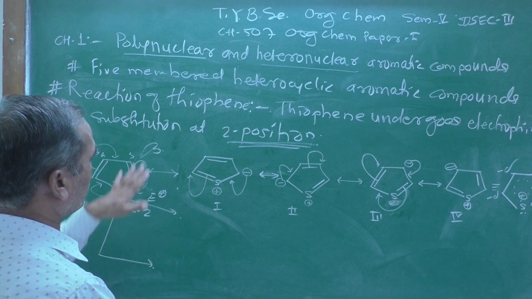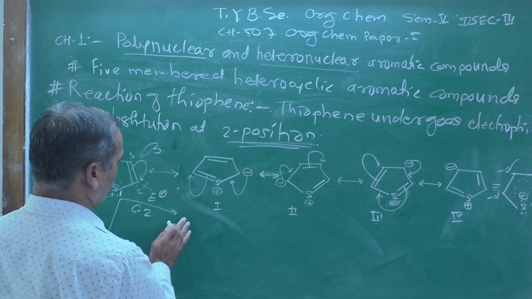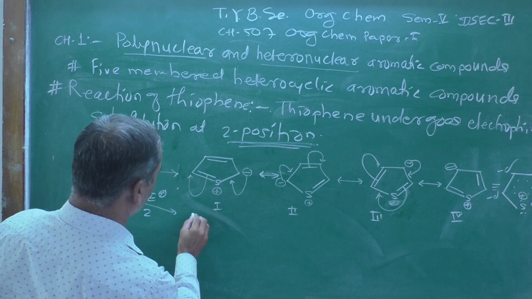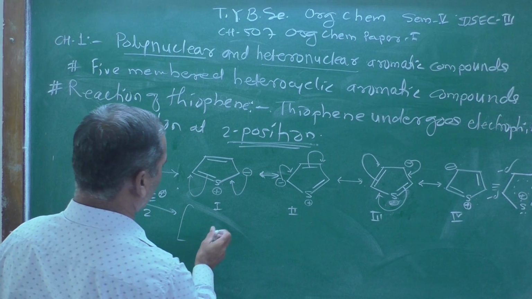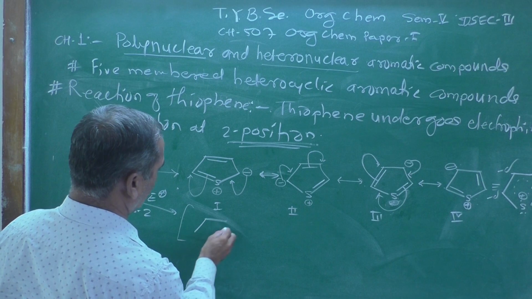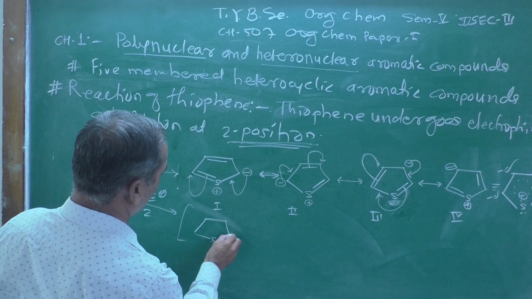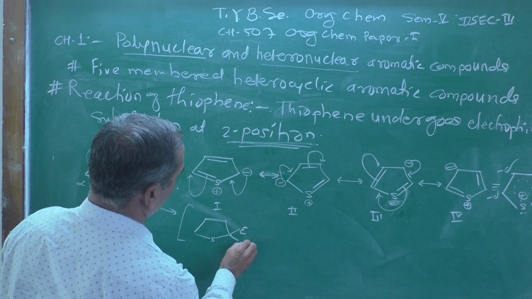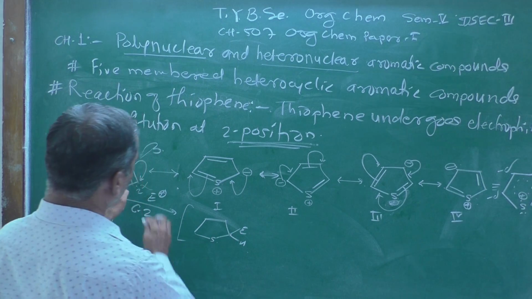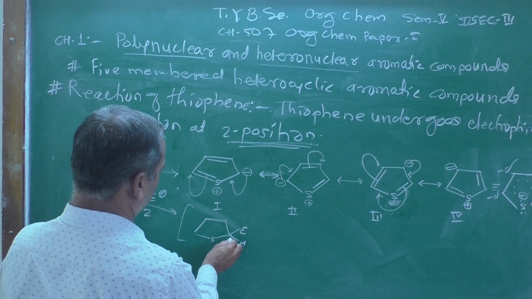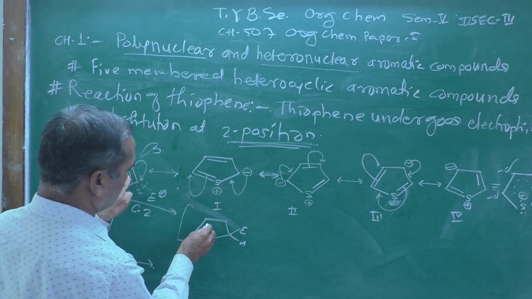That explanation I am trying to give over here. Now when an electrophile attacks at the 3 position, let me show here in square brackets. Here is a thiophene, because we are considering the electrophile and hydrogen atom here. When the electrophile attacks at the 2 position, what is going to happen?